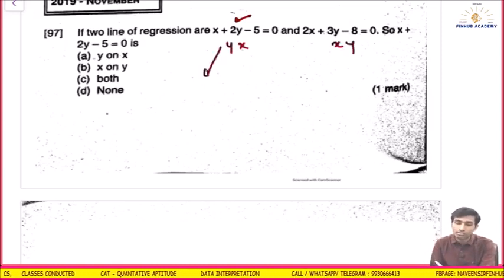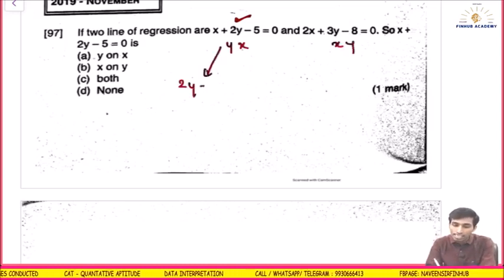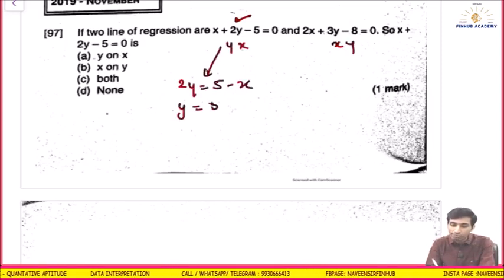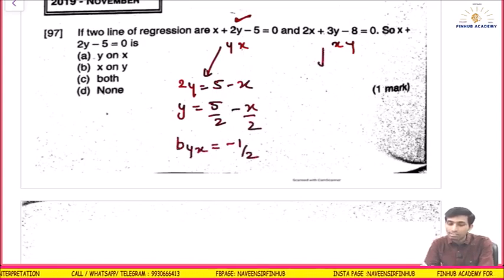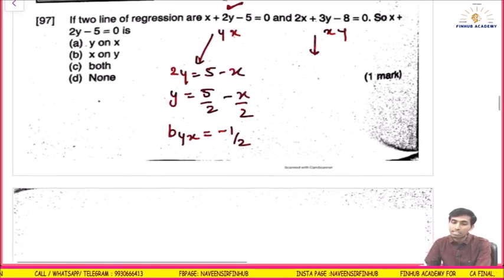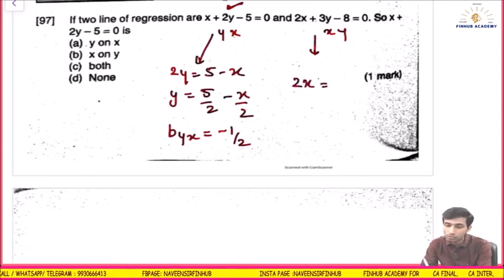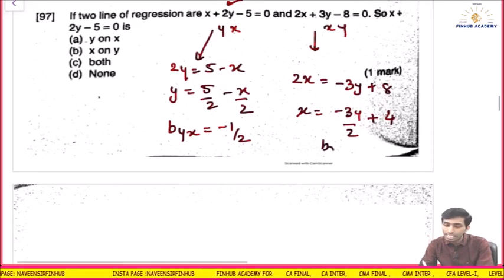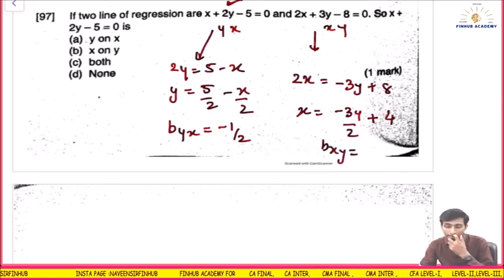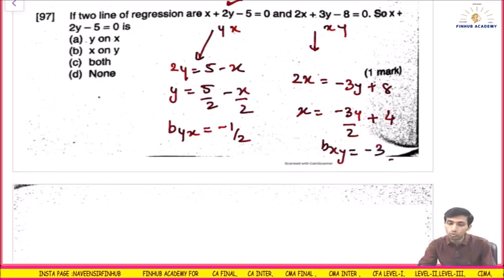If I assume this is y on x, then 2y equals 5 minus x, so y equals 5 by 2 minus x by 2. So b y on x is the coefficient of x, that is minus 1 by 2. This I have assumed x on y. So 2x equals minus 3y plus 8. So x equals minus 3y by 2 plus 8 by 2, which is 4. So b x on y equals minus 3 by 2, right?